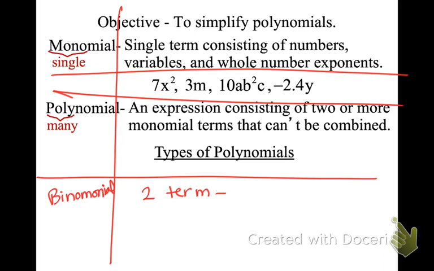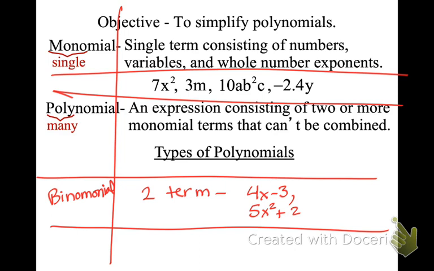I'm going to put the example right there. If you want to draw a line and then do another box for examples, that's fine. But this is such a small definition. One example would be 4x minus 3. 5x squared plus 2. 2 terms.